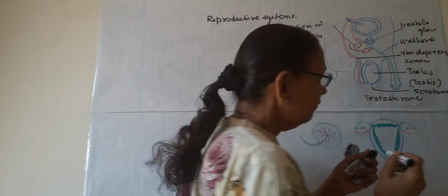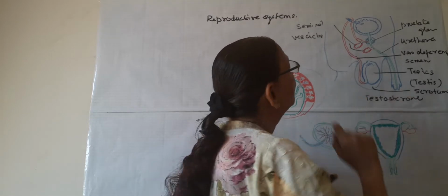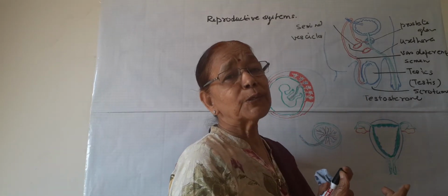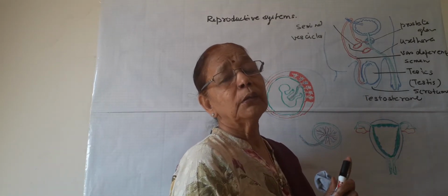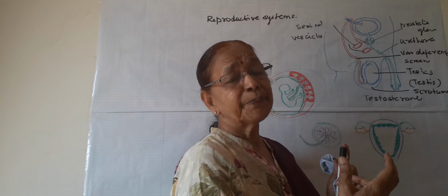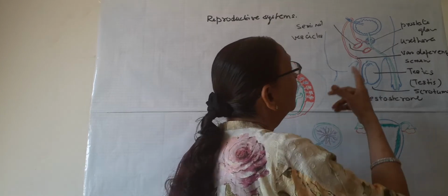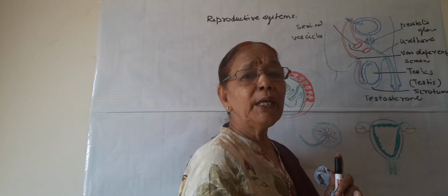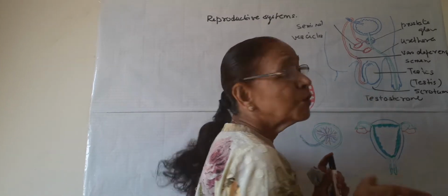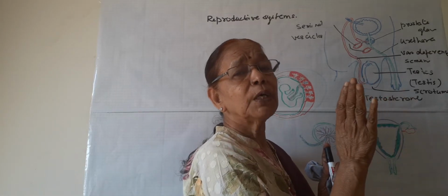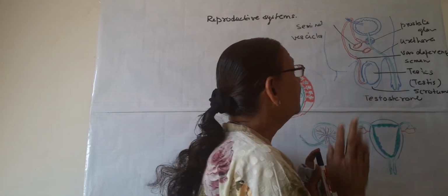The secretions of prostate gland and seminal vesicle are also for nutrition of the sperms. They also give nutrition to the sperms and also give a fluidy substance to the sperm so that they can flow easily or travel easily.